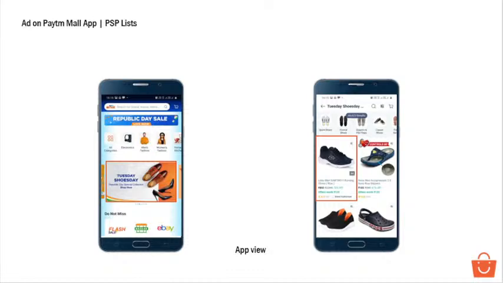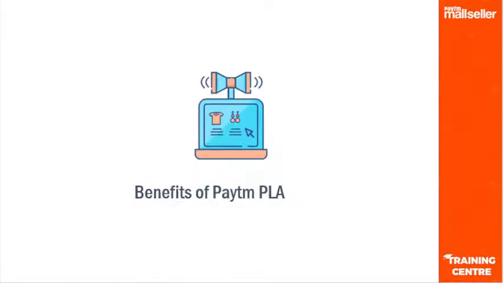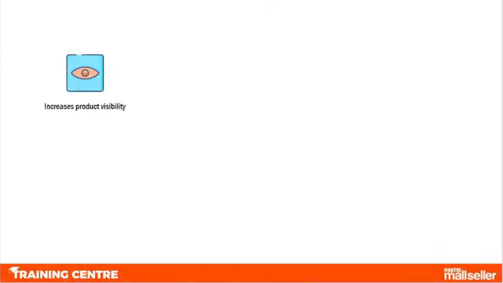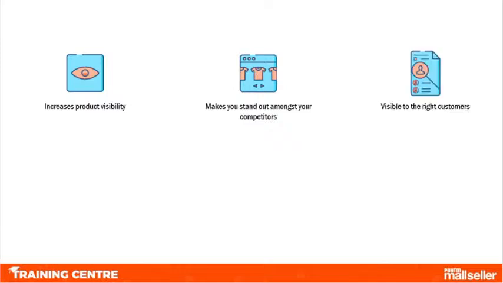Now let's discuss in detail the benefits of Paytm Mall product listing ads. The very first benefit, it helps in increasing the visibility of your product in organic listing, meaning your product will be on the top in the searches. You can stand out among your competitors, highlighting a product in an organic grid. It will make your product visible to the right customer at the right time.